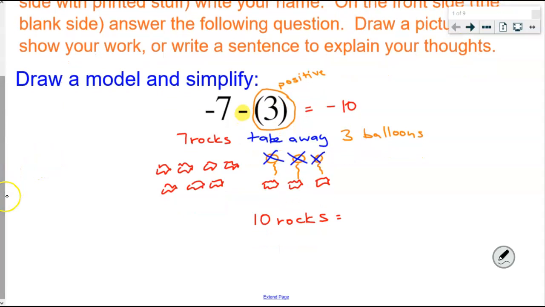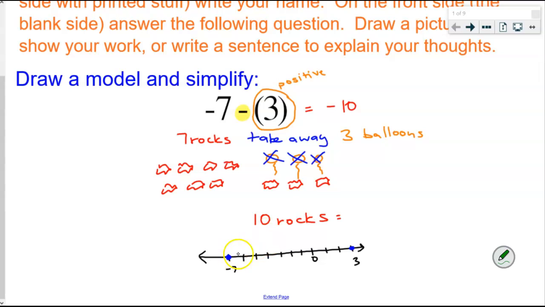Did anybody try a number line model? You could have. Mine is not going to be super great. I need to move where that 0 is. I'm going to move the 0 to here. 1, 2, there's 3. -1, -2, -3, -4, -5, -6, -7. So I still would have started. There's that -7, putting a point there. Here's that 3, putting a point there.